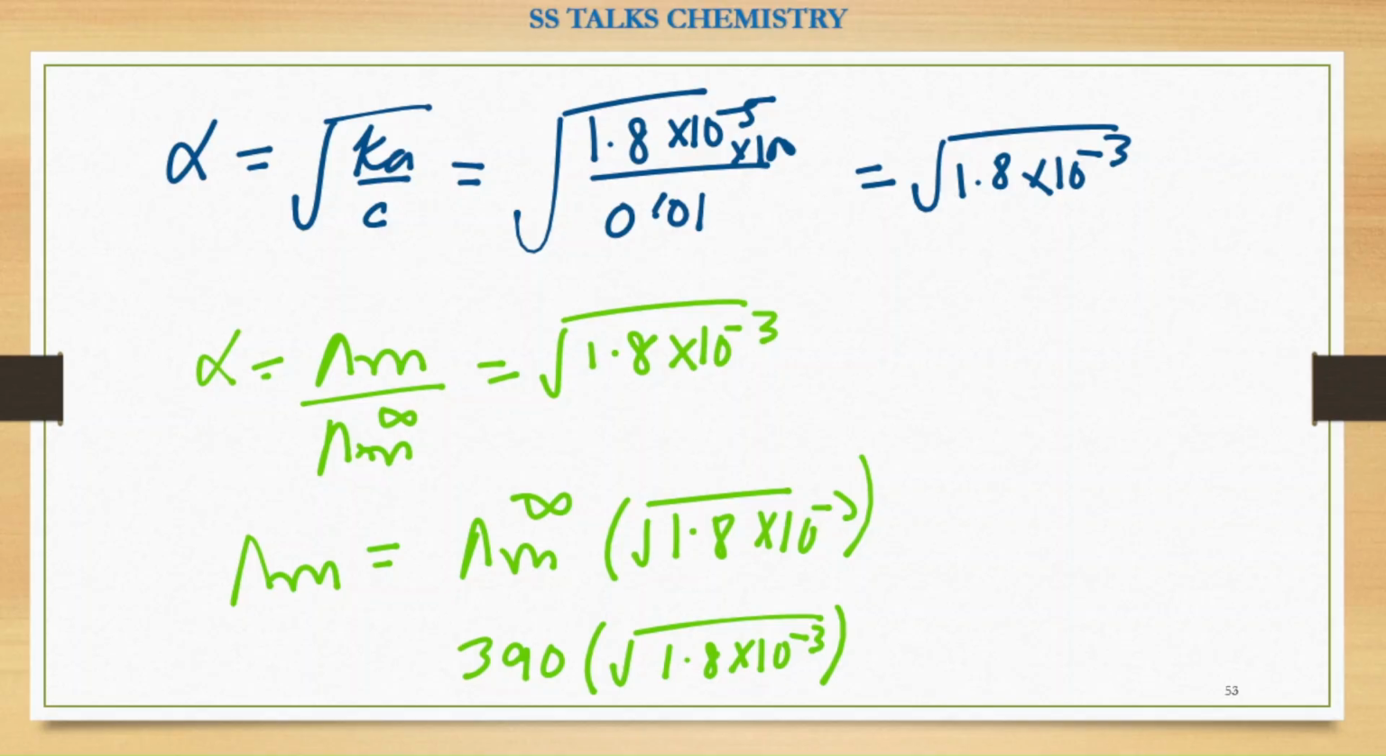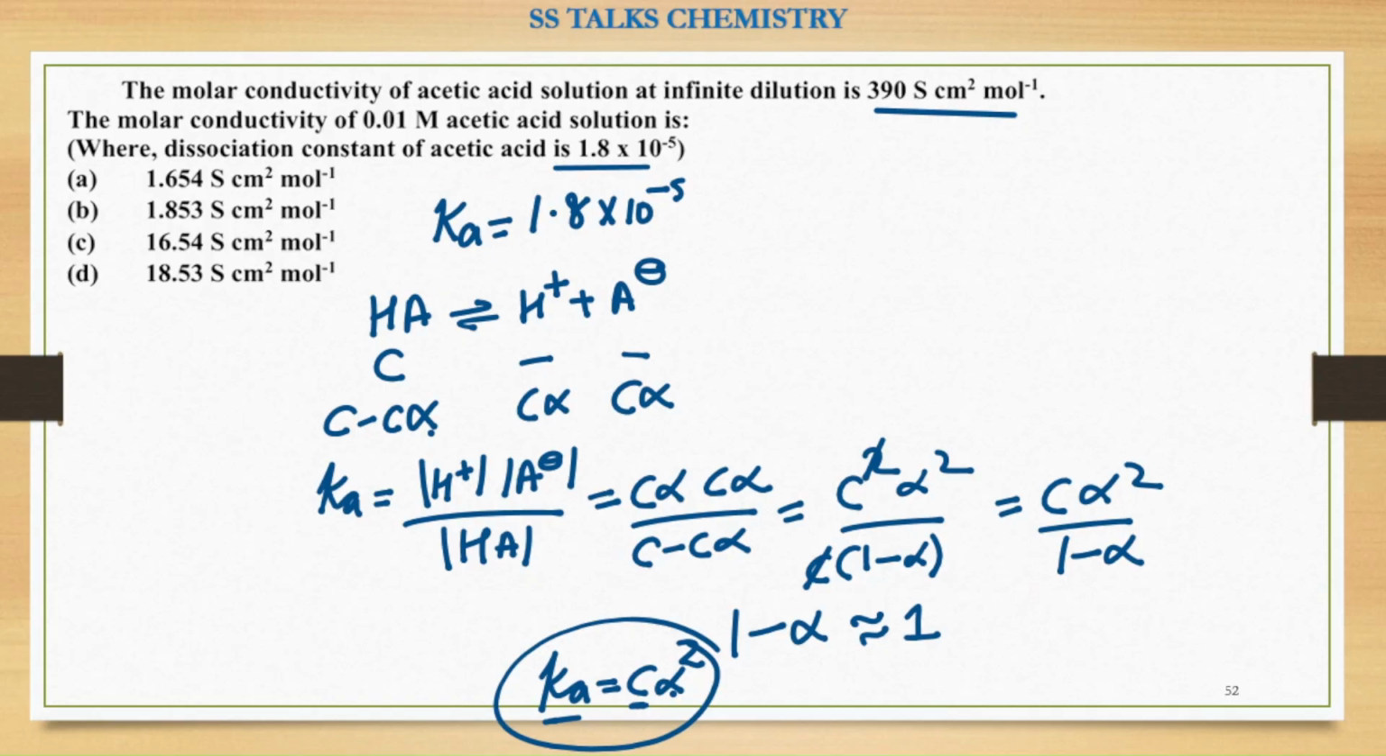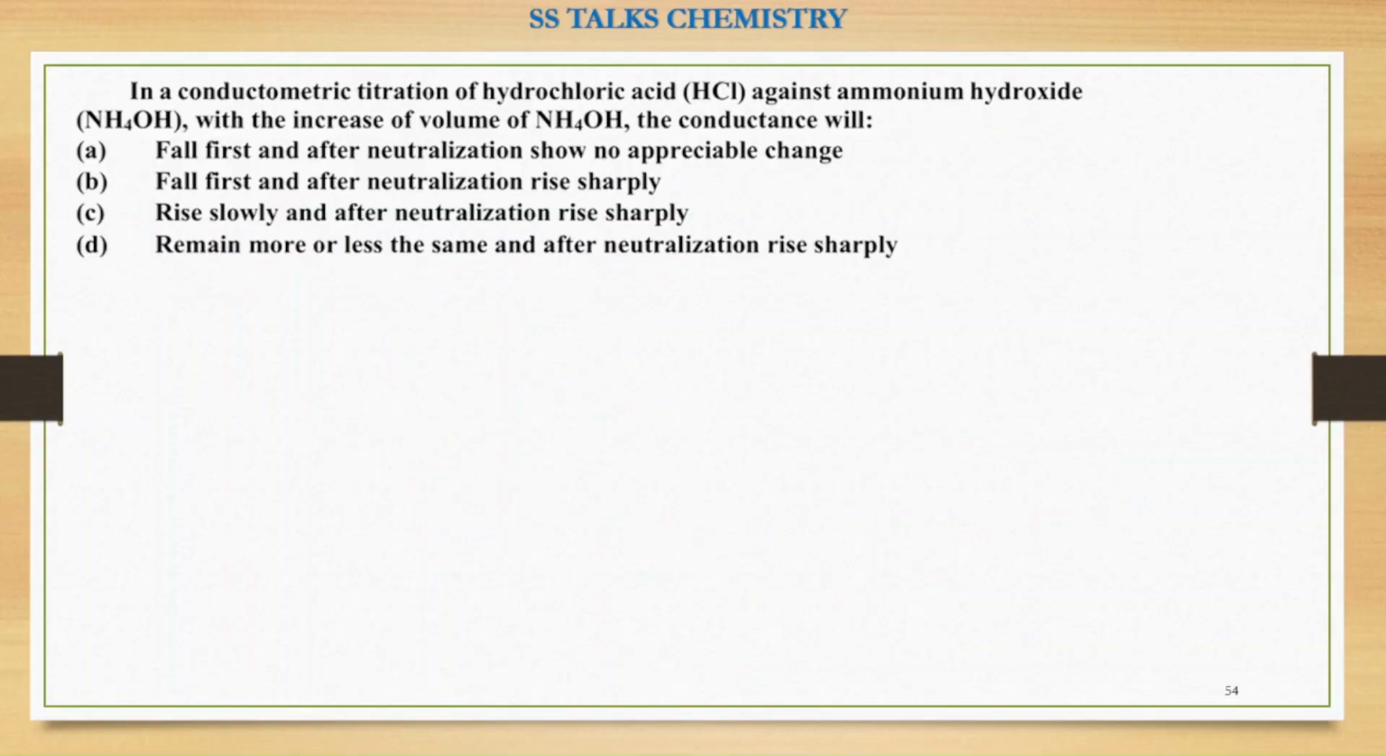is 16.54 Siemens centimeter square per mole. Okay, so this is going to be your answer, that is given to us in option C in this case. Okay, moving on to the next discussion.